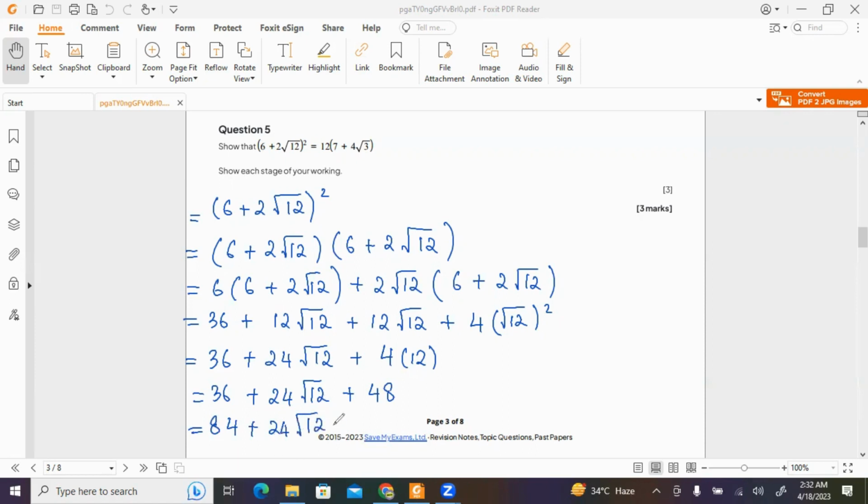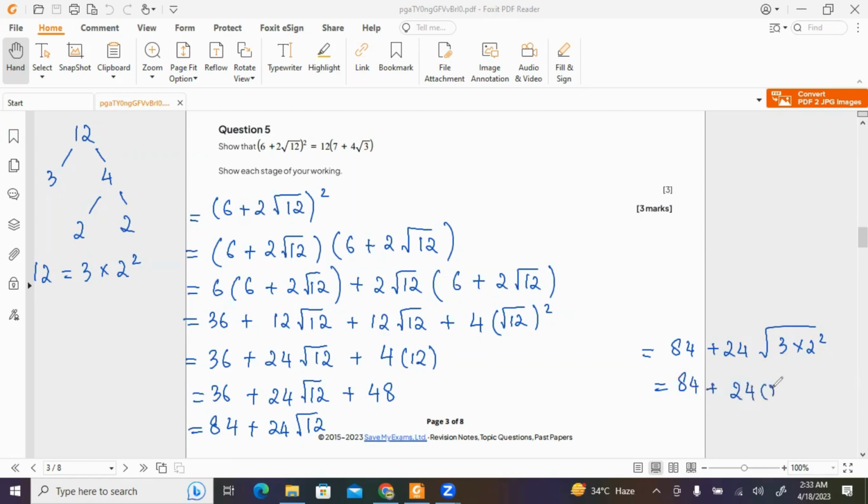Now the thing is, we can simplify root 12. 12 is basically 3 times 4, and 4 is 2 times 2, which means 12 is 3 times 2 square. So 84 plus 24 times root of 3 times 2 square. 2 is being squared, so we can bring it outside, and it gets multiplied with 24. That's going to be 84 plus 48 root 3. That is your completely simplified answer for this question.